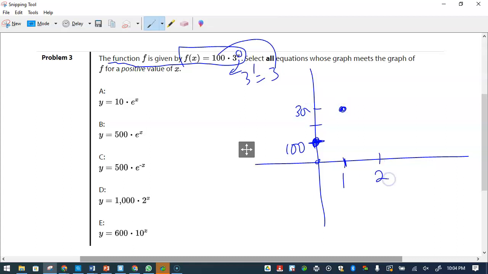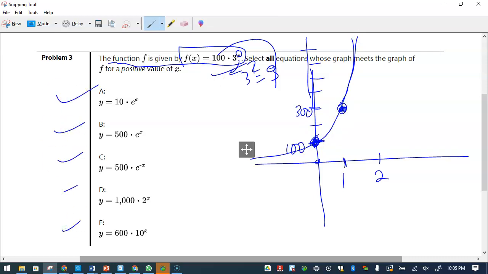And if it is 2, that will be 3 raised to the power 2, which is 9. So 900. So if this is your 300, 400, 500, 600, it goes something like this. The graph is something like this. See this part? This is what is given to you. Now we need to know which of these five also will meet this graph.